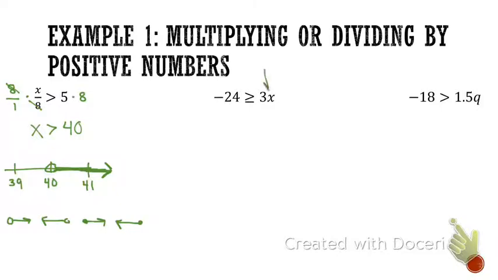Now, what operation is connected to your variable? All right, you should be thinking multiplication, right? So how do I get x by itself? I need to divide by 3 because I have to do the opposite. So now, here's my answer.